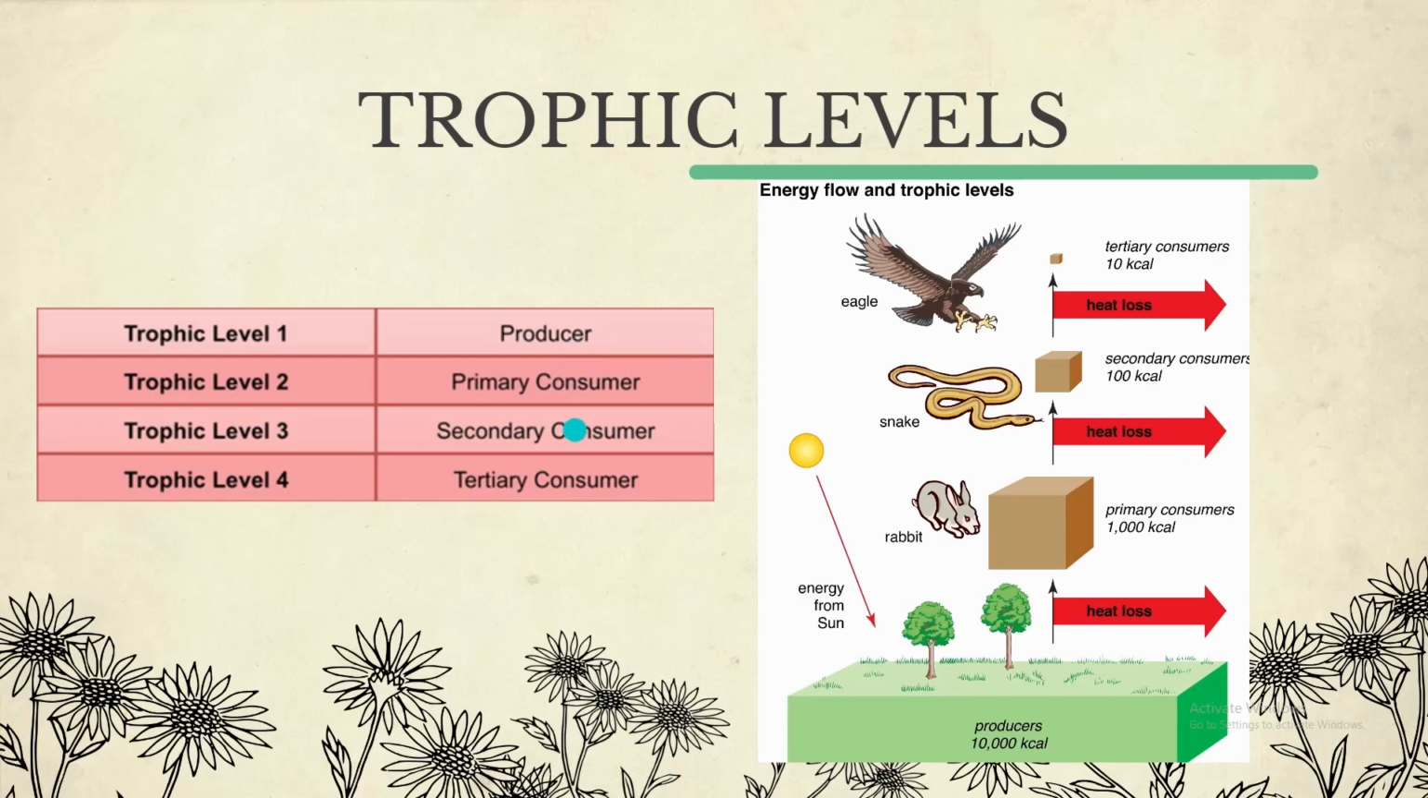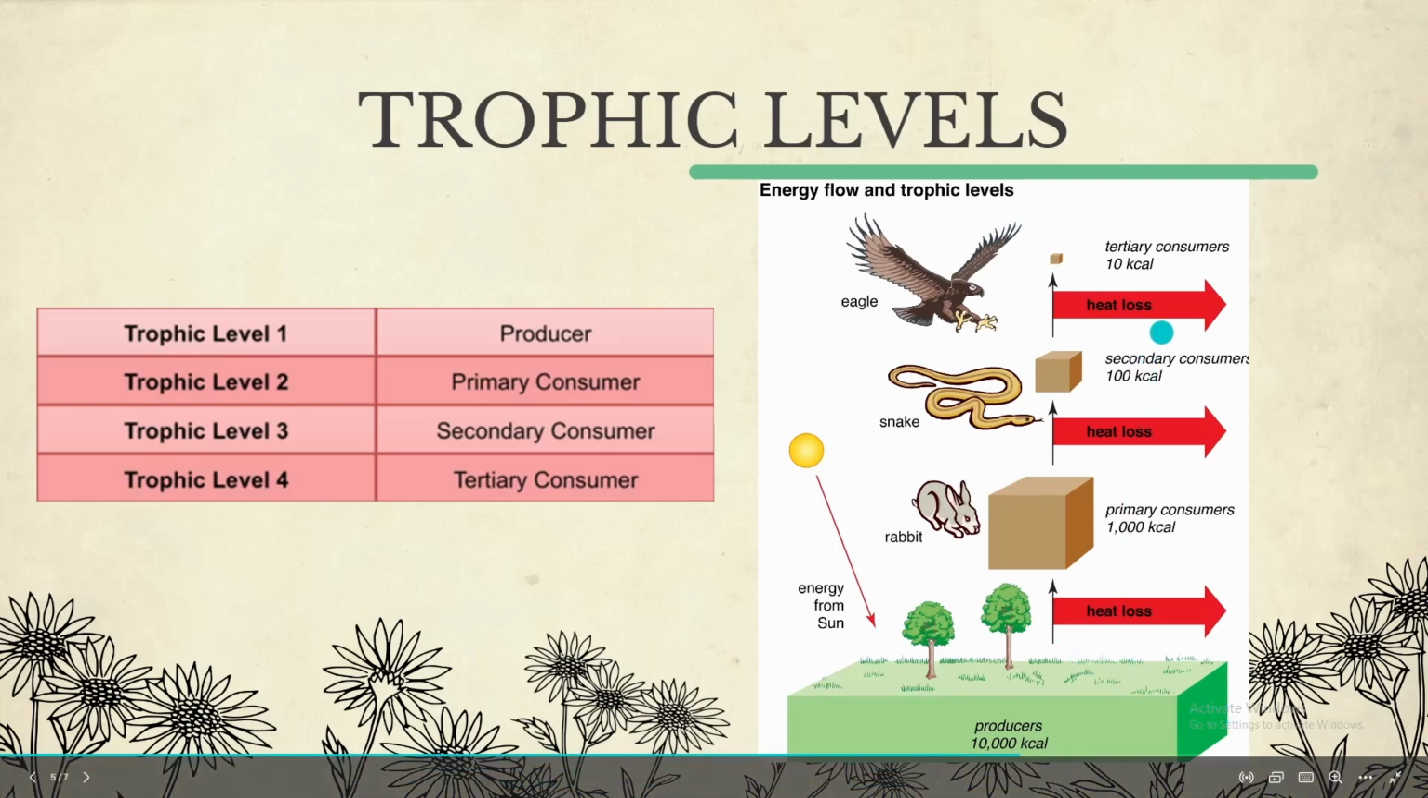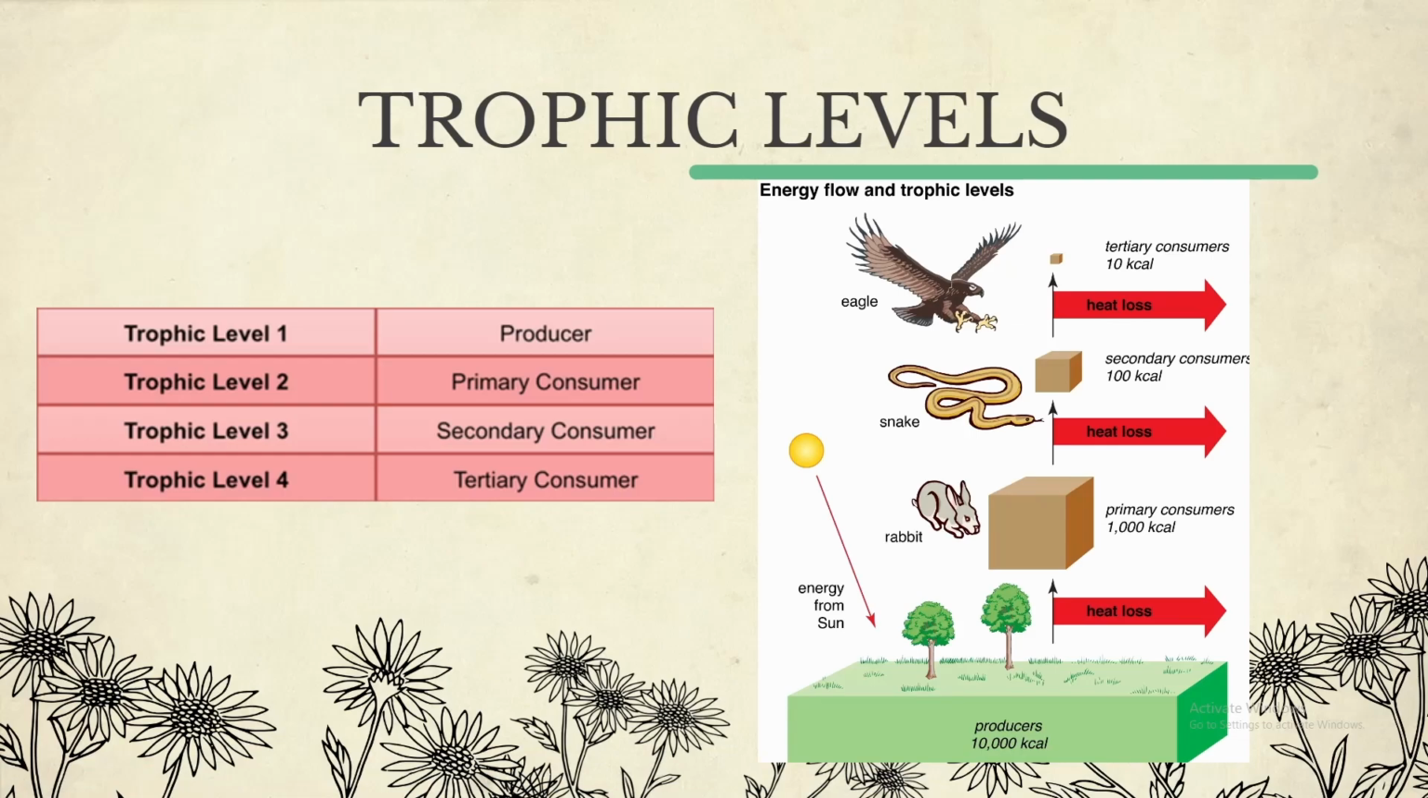Further consumers, like the secondary and tertiary consumers, as can be seen in this table over here, may occupy higher trophic levels, like trophic level 3 and 4, which are higher than trophic level 2, which is where the primary consumers were. And we can see on the right here, there's a diagram of how the energy flows from producers to primary consumers to secondary consumers and then tertiary consumers, and this is also how the trophic levels work.